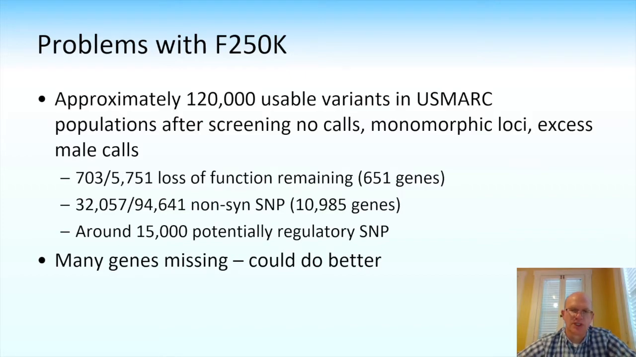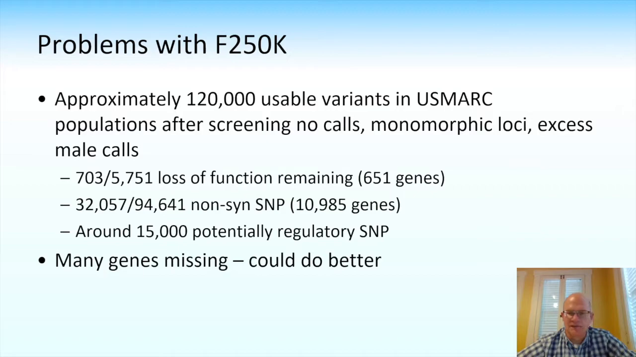So while the F-250 chip did give us a good idea of how functional variants might be very usable in genetic evaluation, there are some inherent problems with the F-250 chip alone. F-250 basically implies there's 250,000 different markers on that chip, but some of those were very, very low frequency in our USMARC populations, which is a very diverse population with a lot of different breeds represented. We were only able to see actual variation in allele frequency instead of a fixed allele in about 120,000 of those variants. So that's quite a bit lower.